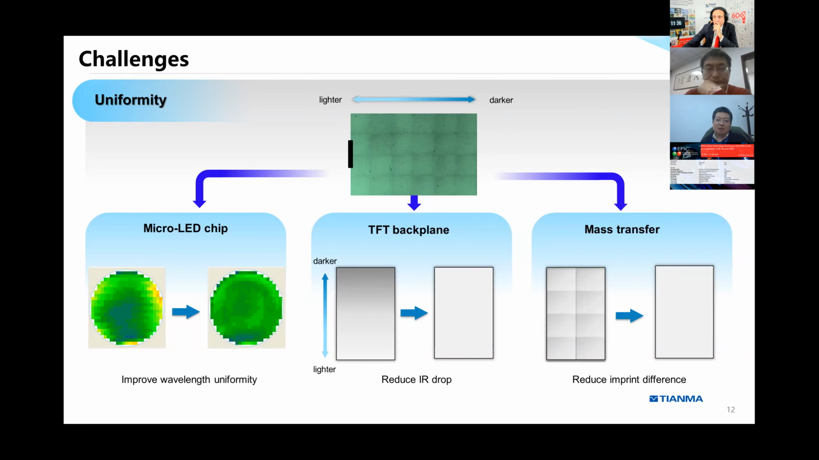So we can optimize the drive and also optimize the algorithm, etc., to compensate for the backplane. And the third part is the mass transfer. During the transfer, the pressure and the temperature should be very uniform. So if we can reduce the difference, we're going to have a very good improvement of the performance and uniformity. The other part is power consumption.